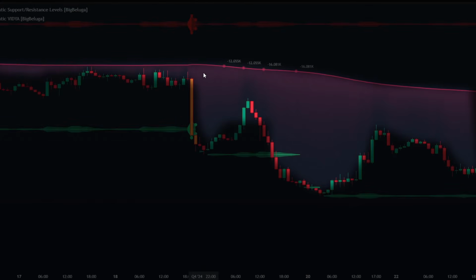For a sell setup, it's the mirror opposite. First, the trend cloud must be red.